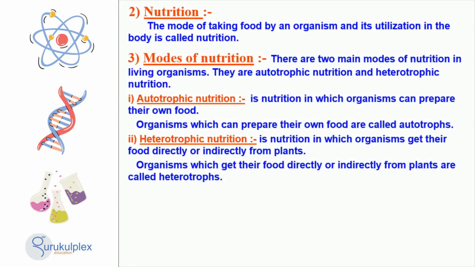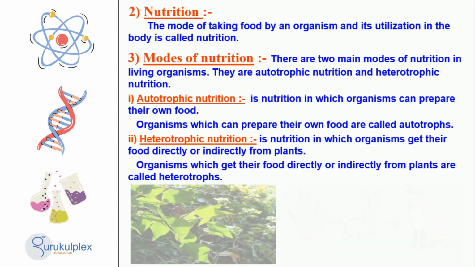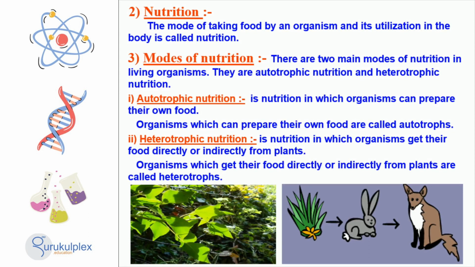Organisms can be characterized by two main modes of nutrition: autotrophic nutrition and heterotrophic nutrition. Autotrophic nutrition involves organisms producing their own food via photosynthesis or protein synthesis, while heterotrophic nutrition involves organisms obtaining their food from plants either directly or indirectly.